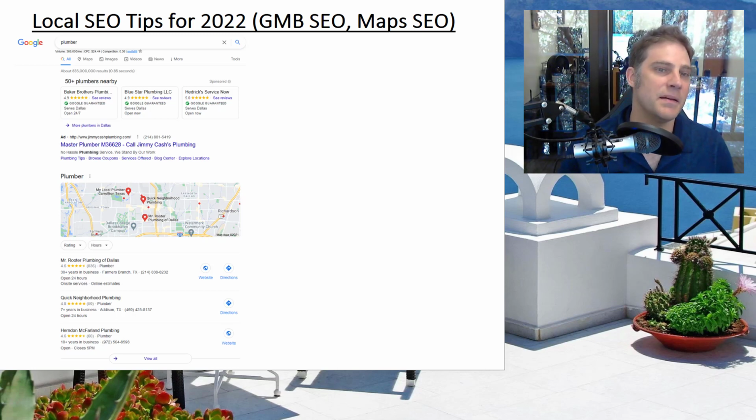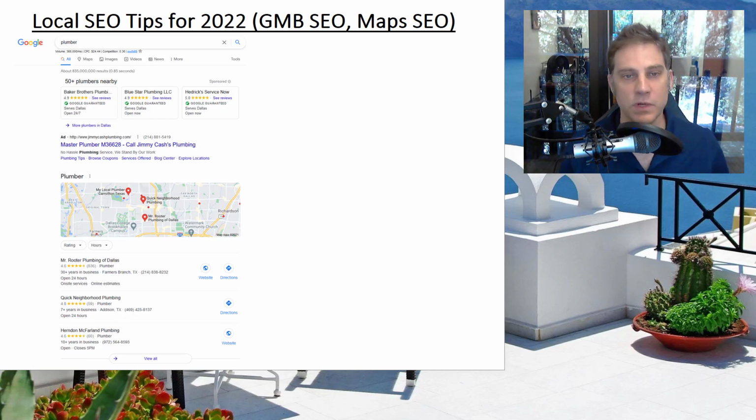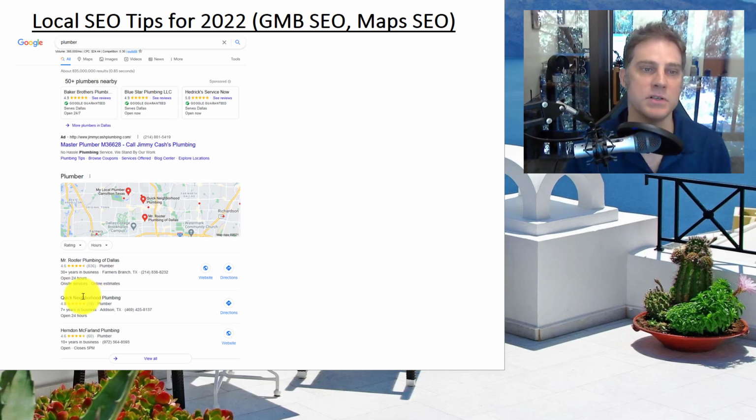Hi, this video is about local SEO tips for 2022 and beyond, or GMB SEO or Maps SEO. For local businesses, the Maps listings, what you see down here, have become more and more prominent over the last several years, and they've made more searches localized. You can see in this example, there's not even a Dallas, there's not a city modifier, obviously plumbers.